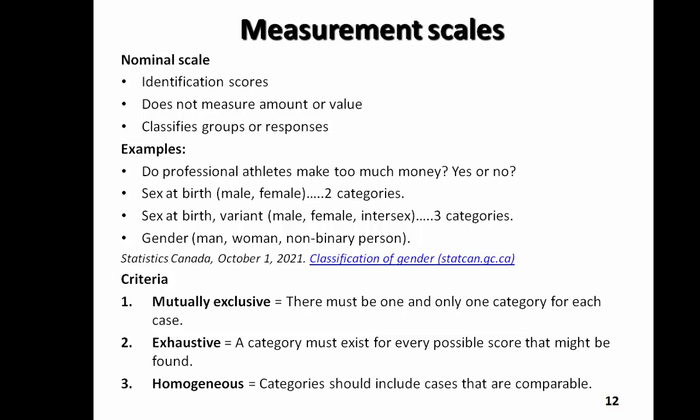And it must be homogeneous. Categories should include cases that can be comparable. So if we go back to our example, we can compare the number of yes responses to the number of no responses. We can compare the number of males to the number of females. Under the first definition, we can compare the number of males to the number of females to the number of intersex, with the definition of sex at birth variant. And you'll see in all four of these examples, all three criteria have been met.